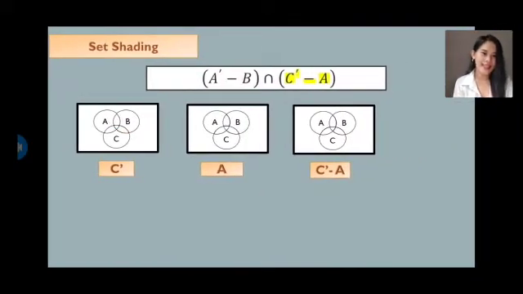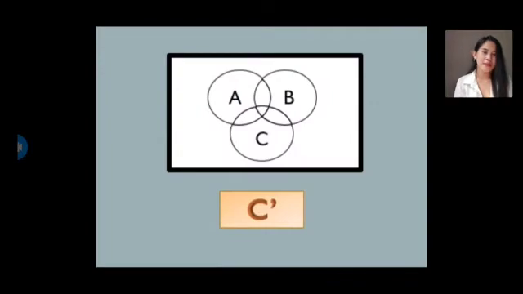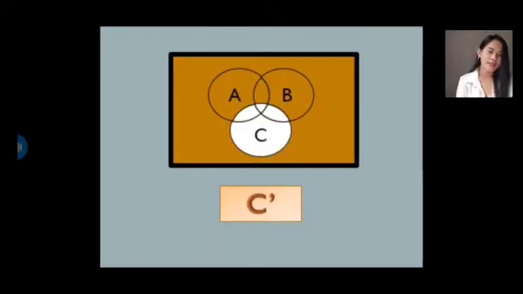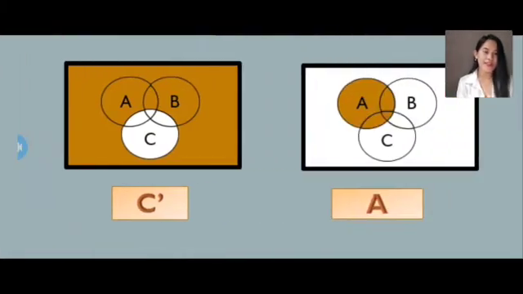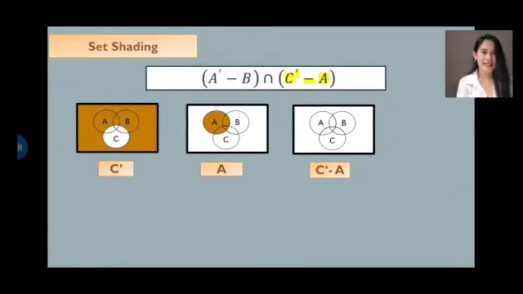Next is the C complement. C complement, or not C, we will shade everything that is outside the circle C. That's the result. Next is the A, where we shade everything that is inside the circle A. Next is the C complement minus A, so simply subtracting or excluding the shaded A circle from the C complement. This is the result, some part of the B and the outside part of these circles.